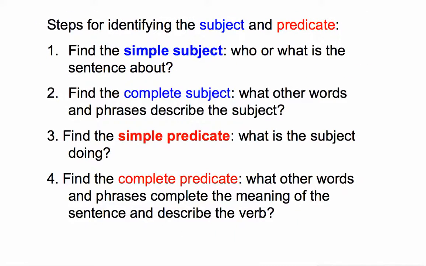Here are your 4 steps for identifying the subject and predicate in a sentence. Start by finding the simple subject. Ask who or what the sentence is about. Then you find the complete subject. What other words and phrases describe the simple subject? Then move to the predicate. Start with the simple predicate. What is the subject doing? Then you complete it. Find the complete predicate by finding the other words and phrases that complete the meaning of the sentence and describe the verb.